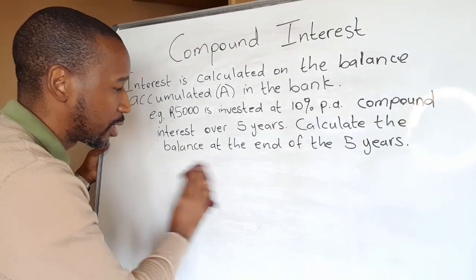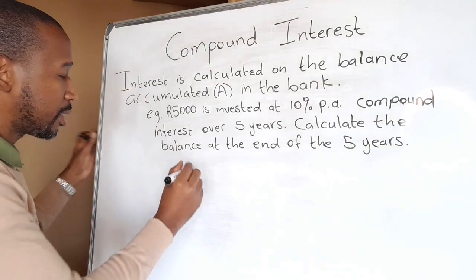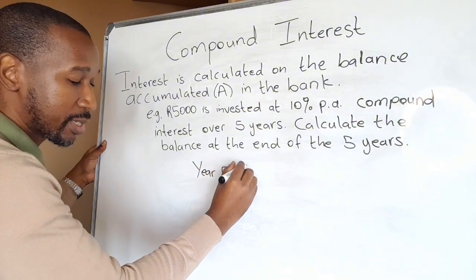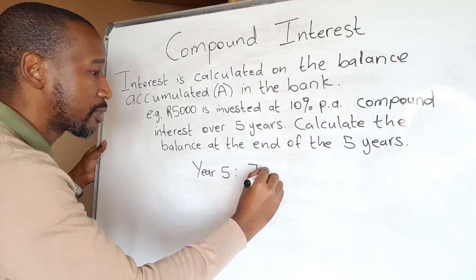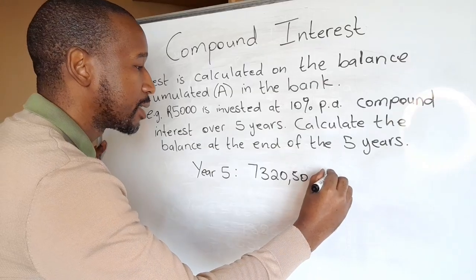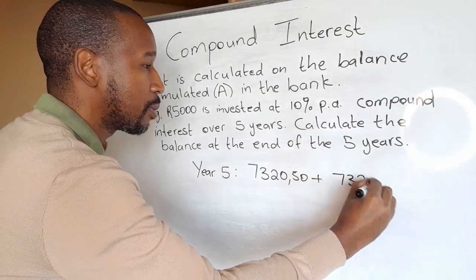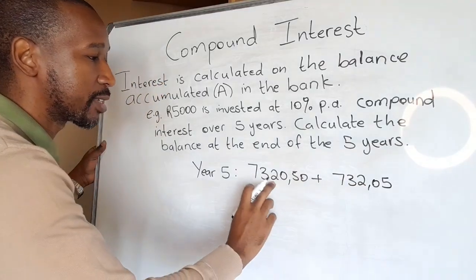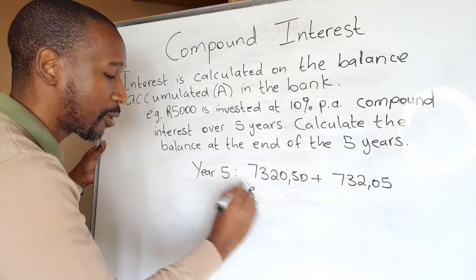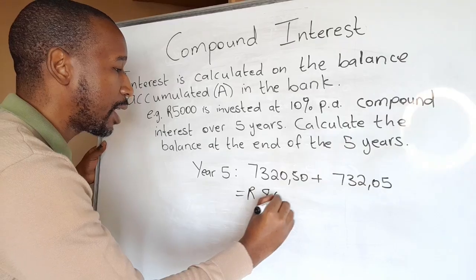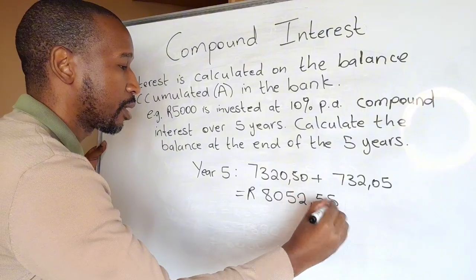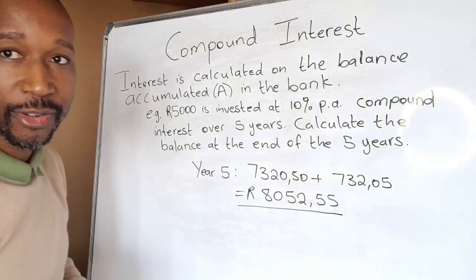Now let's do the final year. For the final year, which is year 5, we are starting with the 7,320.5 that we had, and then we are going to add 732.05. Remember, it's 10% of this money, which is the accumulated money or the balance currently in the bank. That tells us that our final amount would be 8,052 Rand 55. So that is compound interest at work.